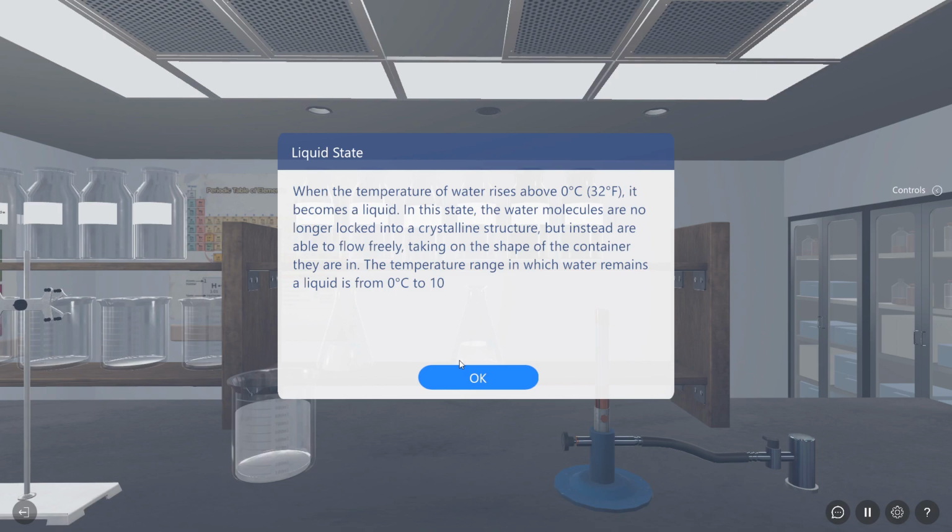When the temperature of water rises above 0 degrees Celsius, 32 degrees Fahrenheit, it becomes a liquid. In this state, the water molecules are no longer locked into a crystalline structure, but instead are able to flow freely, taking on the shape of the container they are in. The temperature range in which water remains a liquid is from 0 degrees Celsius to 100 degrees Celsius.